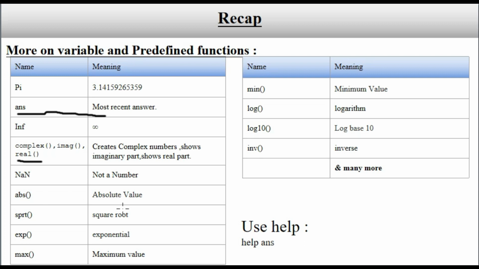abs gives the absolute value. sqrt gives the square root of any number. exp gives the exponential of any value, like e to the power 1. max gives the maximum value from any set. min gives the minimum value from any set. log means log to the base e, and log10 is used for log to the base 10, and inv is for taking the inverse of a matrix. So like that we have some predefined functions in MATLAB.